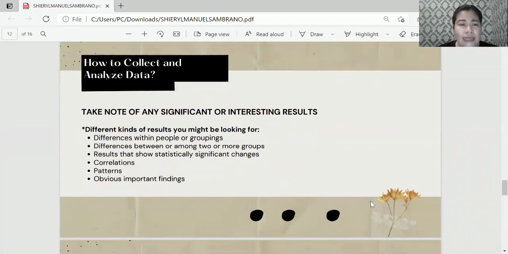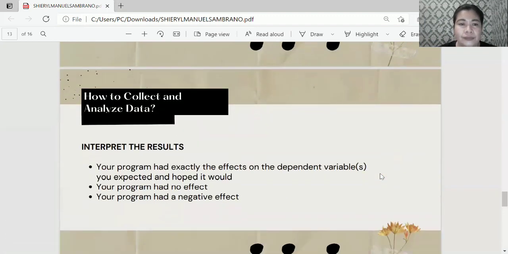How to collect and analyze data. Take note of any significant or interesting results. Different kinds of results you might be looking for. First is the differences within people or groupings. Next is differences between or among two or more groups. Results that show statistically significant changes, correlations, patterns, and obvious important findings.